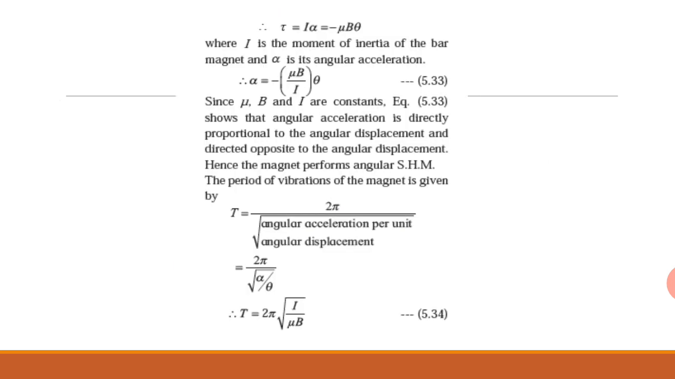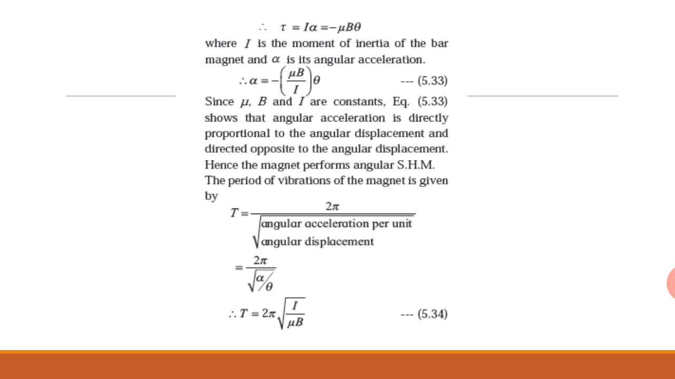Now this tau is equal to I alpha, and it is equal to minus mu B theta. Here I is the moment of inertia of the bar magnet, and alpha is its angular acceleration. So alpha is equal to minus mu B upon I into theta. Now here mu, B, I are constant, so angular acceleration is directly proportional to the angular displacement and directed opposite to angular displacement. Hence, the magnet performs angular simple harmonic motion.